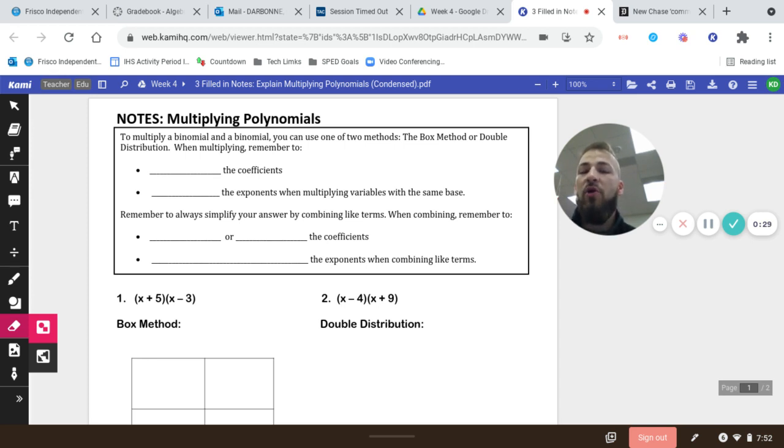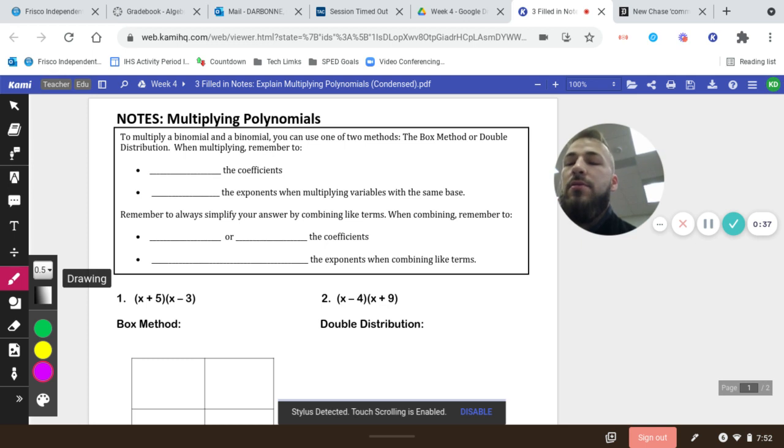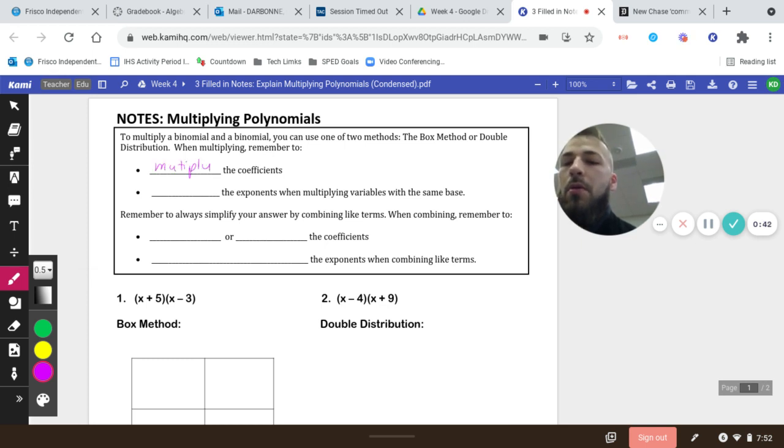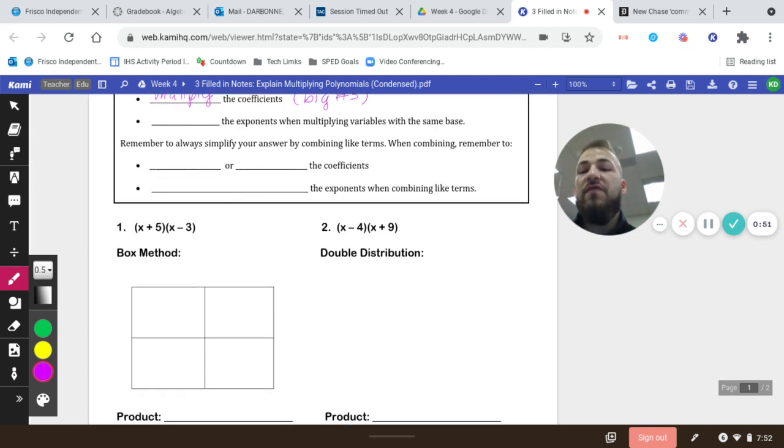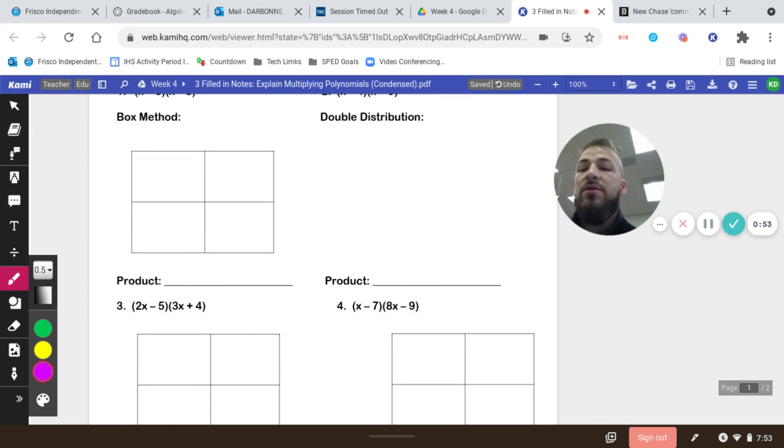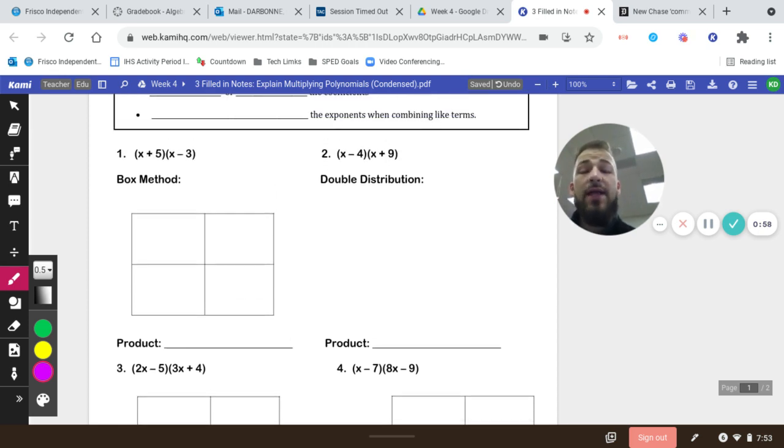When multiplying, we want to remember that we multiply the coefficients. We don't add the coefficients, we multiply the coefficients. Just as a reminder, the coefficients are the big numbers, the numbers in front of our x's, like 2 and 3 here in 2x and 3x. Or when we just have a single x, our coefficient is, of course, 1.